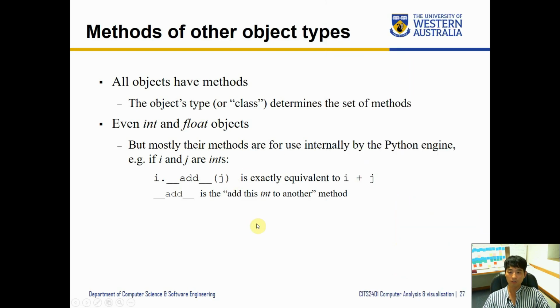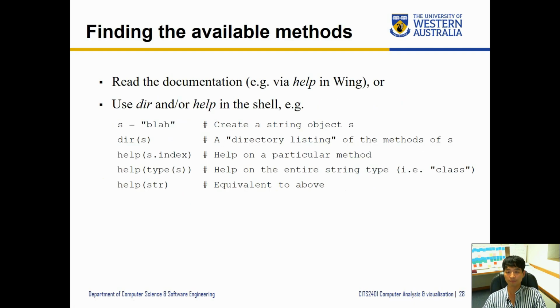Okay, so that's the slight difference. Well, there's not a difference. That's essentially what's happening in the Python engine. When you do the plus sign, it's actually calling the add method associated with an int object. So hopefully that makes a little bit more sense compared to when I was describing it earlier.